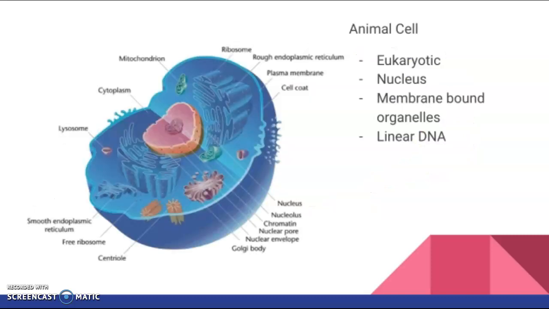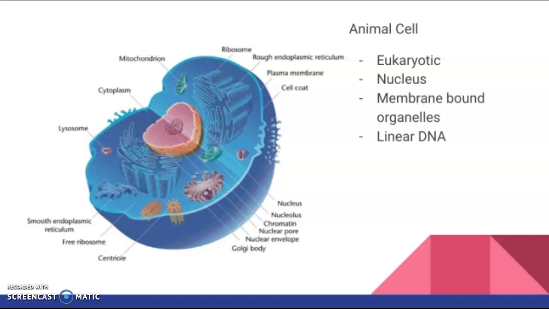Next, we have the animal cell. An animal cell is eukaryotic. It does have a nucleus. It does have membrane-bound organelles. If you look at the difference between the bacteria cell and the animal cell, you'll see that the bacteria cell was very simple. The animal cell is much more complex. There are several different organelles in this cell, and it also has the nucleus. And inside the nucleus, it has DNA. The DNA of an animal cell is linear, so it's made in lines, or what we'll later look at as chromosomes.